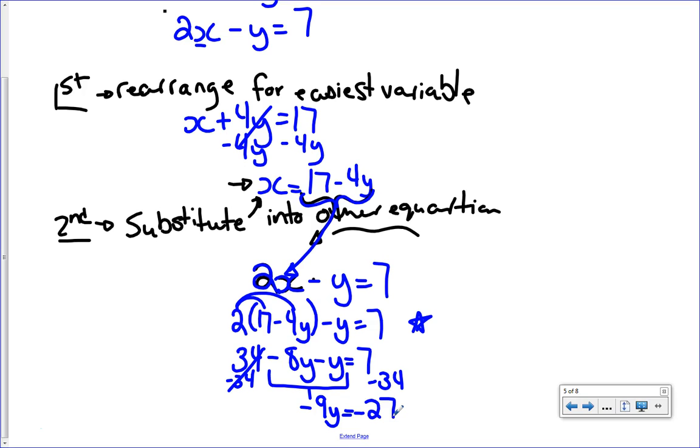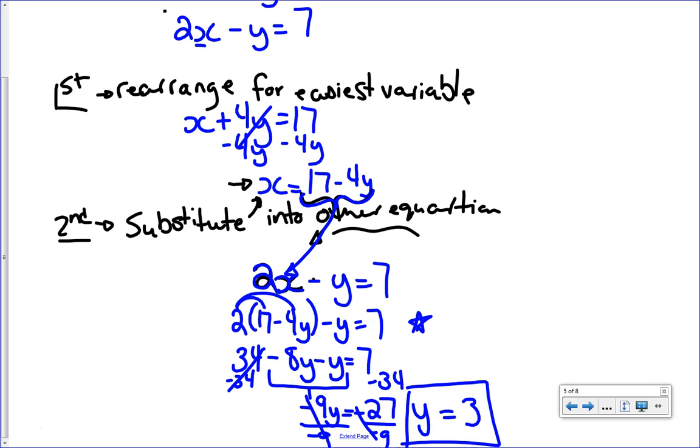Then properly to get y by itself, I would divide by negative 9 and negative 9. So y is equal to a positive 3. Make sure you cancel out those negative signs. That would be a very common mistake, which would then give you the wrong corresponding x value. If you checked your answer algebraically, you would always know that you found the wrong value.